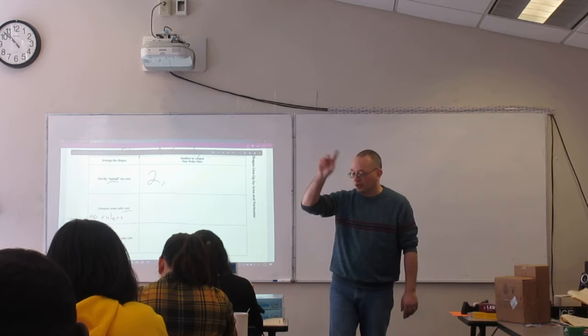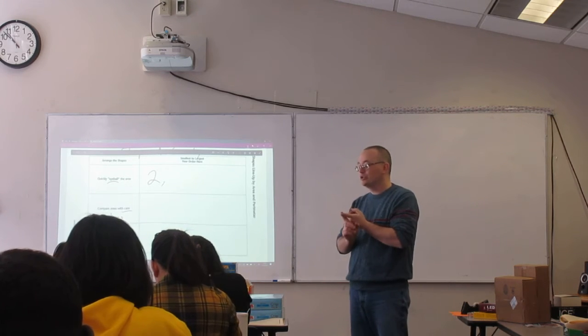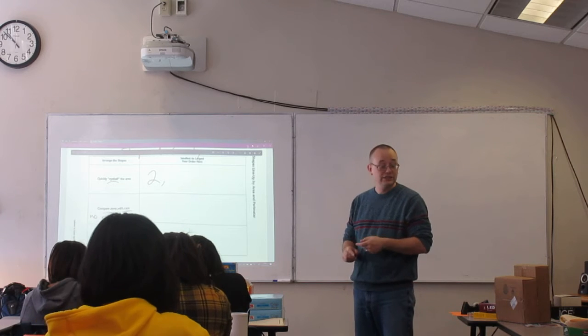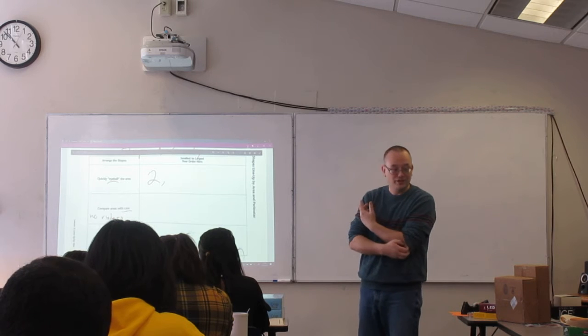Perimeter is the distance around. Right? And we're using centimeters, so make sure you're using proper units, like centimeters. So don't just put 5, put 5 centimeters. Right?